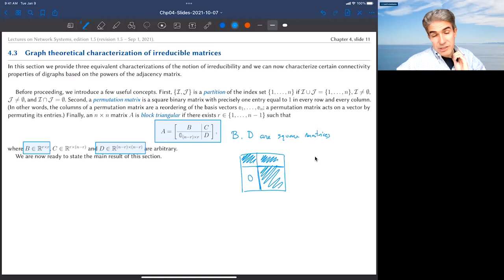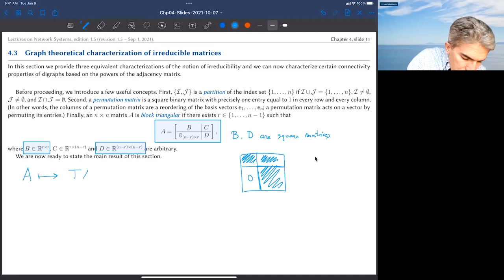Now, the next problem is that you could have a matrix which, when you look at it, is not block triangular, but if you reorder the entries of the matrix, if you shuffle them by means of a permutation transformation, then it may become block triangular. So what's a similarity transformation? Remember, a similarity transformation is: I have a matrix A and I map it to T A T inverse. I could perform a similarity transformation using a permutation matrix. So P is a permutation matrix.